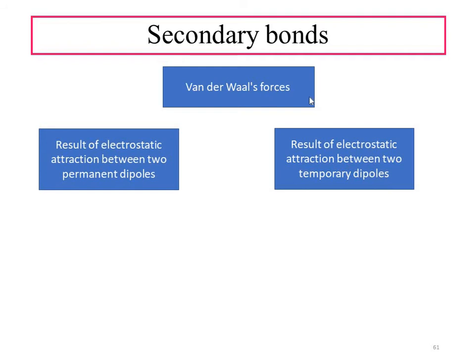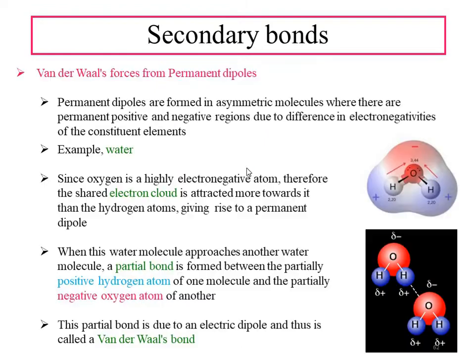The van der Waals forces are generally classified into two, on the basis of their origin. The first is the result of electrostatic attraction between permanent dipoles, and the second is the result of electrostatic attraction between two temporary dipoles. Let us see the two cases. The first one is the van der Waals forces from the permanent dipole.